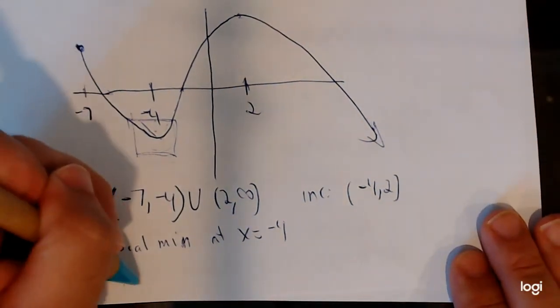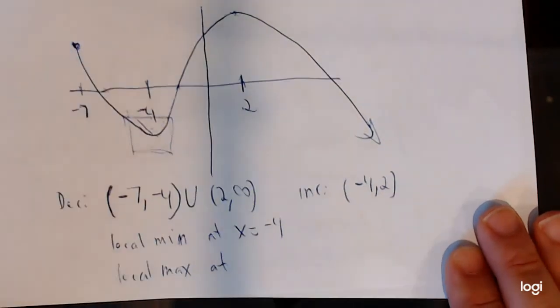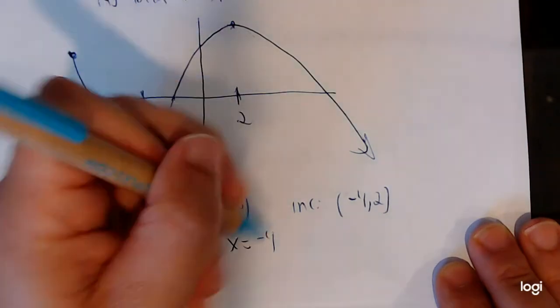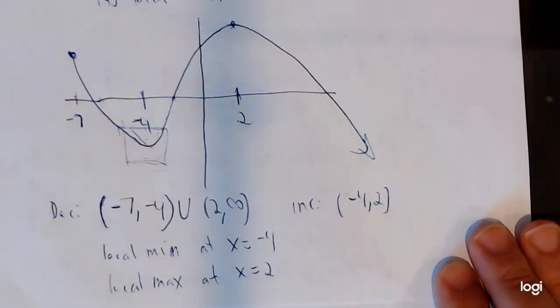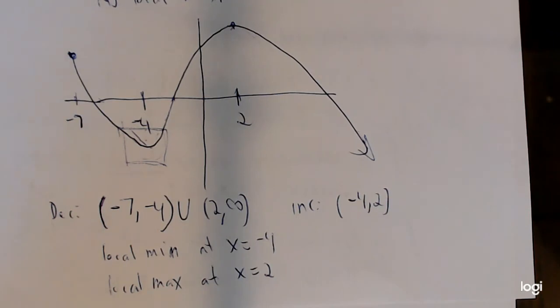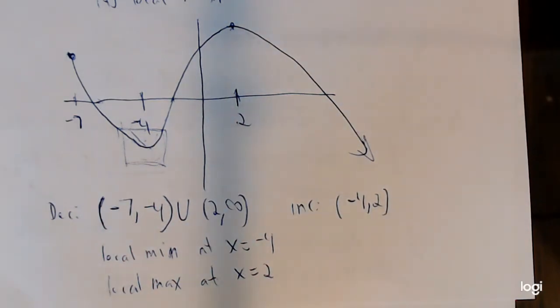Now, how about local maximum? Do we have a local maximum? We actually do. It goes up, then goes down at x equals 2. So we identified our local min, our local max, and our intervals of increase and decrease. If I ask for the local minimum values and local maximum values, then you'd need the y values. But this is just asking where the local mins and maxes are, which is through the x values. That takes care of section 2.3. As always, don't hesitate to reach out if you have any questions.